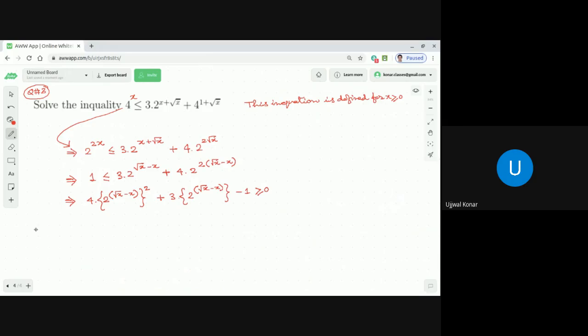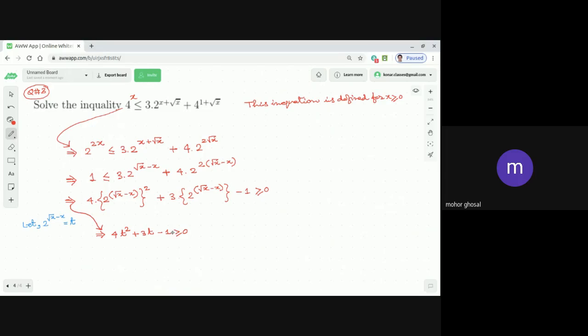Now what we are going to replace, let me write in a different color. Let 2 to the power root x minus x be equal to t. We are assuming this is equal to t. Then from here what we are going to get, this implies 4 t square plus 3 t minus 1 is greater than or equal to 0, correct?